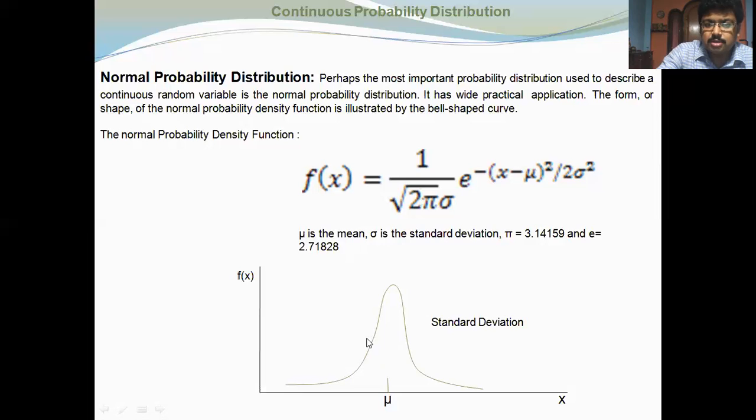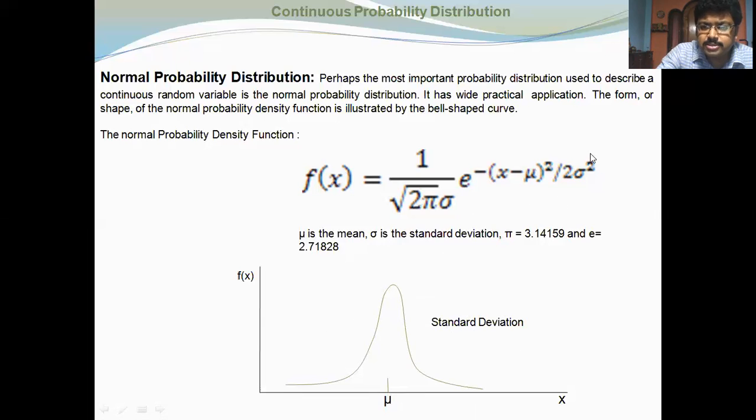And there is the mean, and the mean is the highest point on the curve. Look at this, the highest point on the curve. So this is the role of mean and standard deviation in the normal distribution curve.